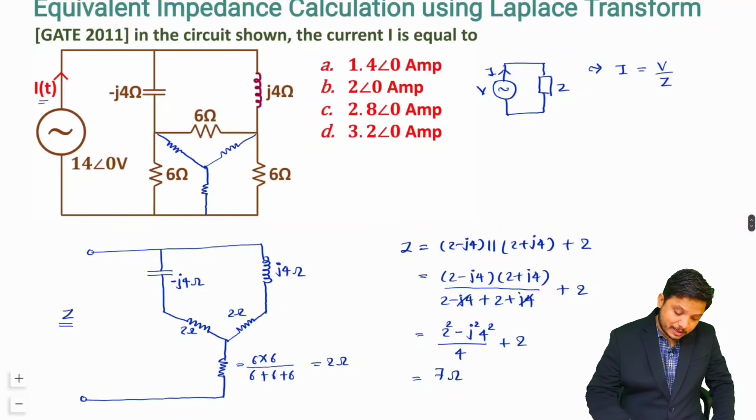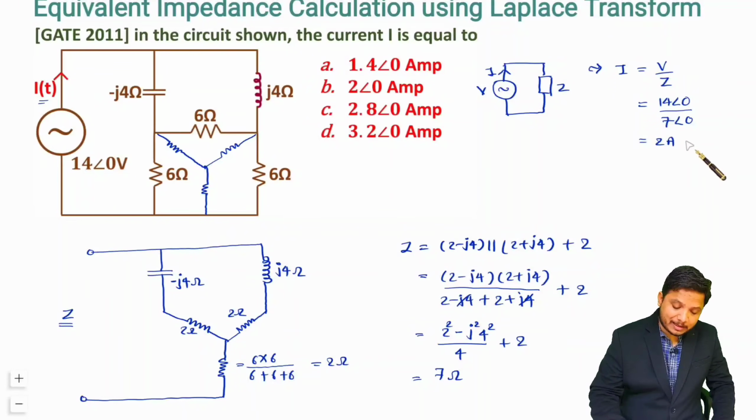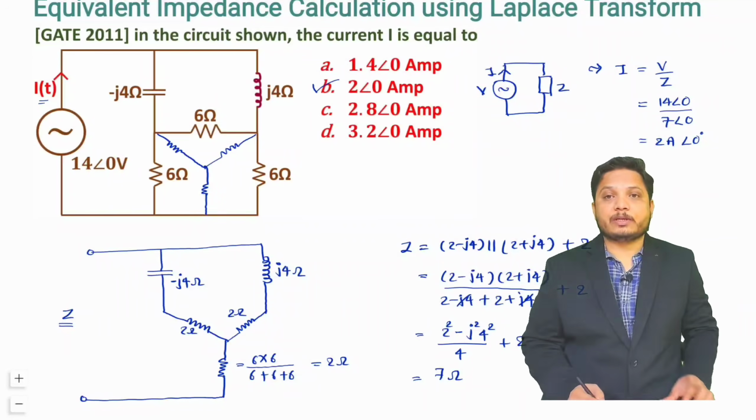Now as you see, current I is V by Z. So V is how much? That is 14 angle 0. So 14 angle 0 divided by Z, that is 7, and there is no angle as no imaginary part is there, so the angle is 0. So 14 by 7, that is 2 ampere, right, with angle 0. So you see 2 with angle 0, that is the correct option.